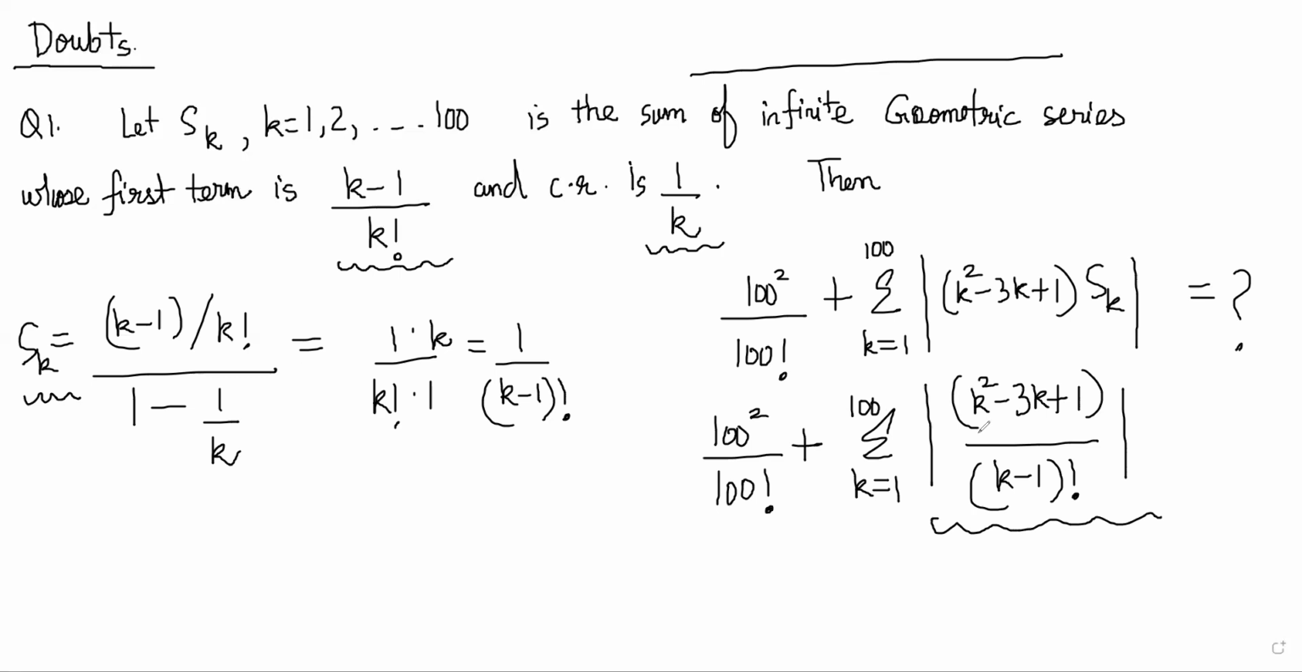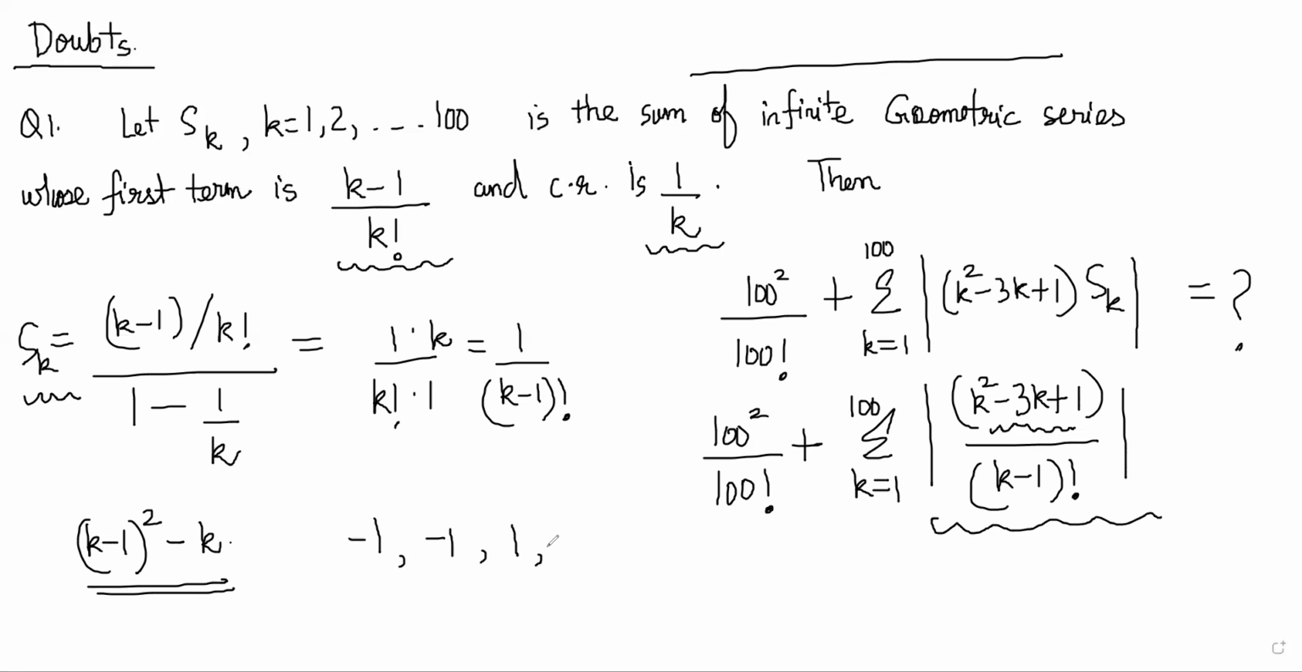Okay, so k minus 1 factorial is always positive. k square minus 3k plus 1, however, is equal to k minus 1 whole square minus k, right? Yes. So for k equal to 1, for example, what is coming? 0 minus 1. For k equal to 2, what is coming? 1 minus 2. And for k equal to 3, you're getting 2 minus 1 whole square, 4 minus 3, 1, right? Yes.